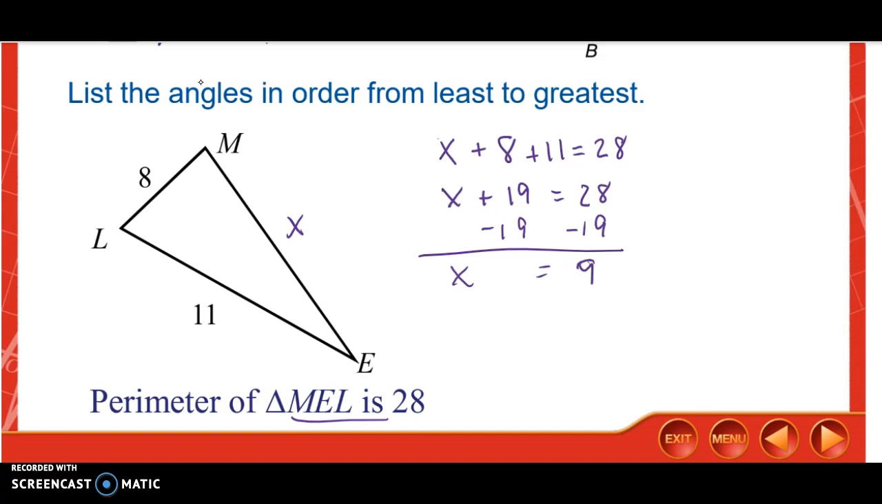So now that I know that this is 9, I know that angle E is the smallest. I know that angle L is the next biggest. And I know that angle M is the largest.